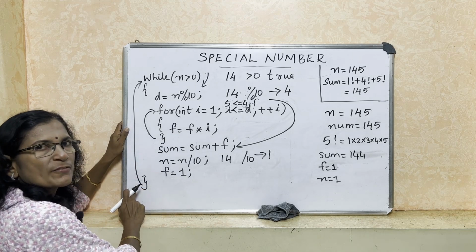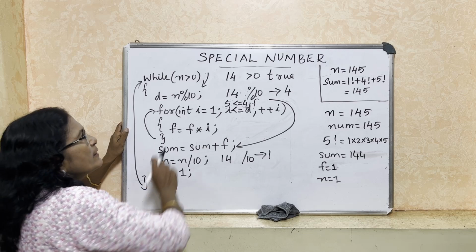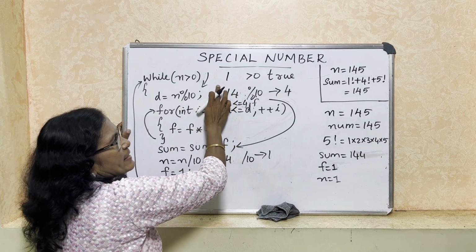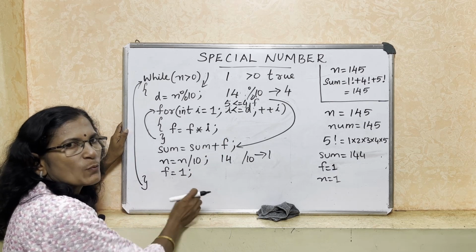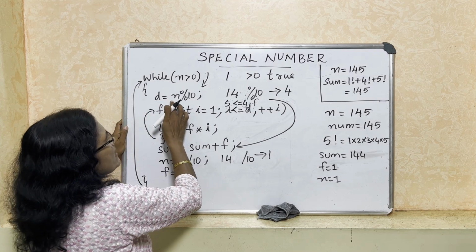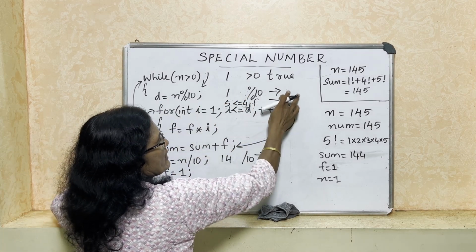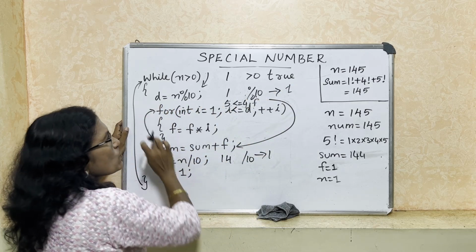As the closing of the while loop's body is encountered, control resumes back to the beginning. The current value of n is 1. The test expression is evaluated, 1 greater than 0. It is evaluated to true. Now we have to take out 1 from the number. Digit equal to n modulus 10. 1 modulus 10 is 1. So the current value stored in D is 1.